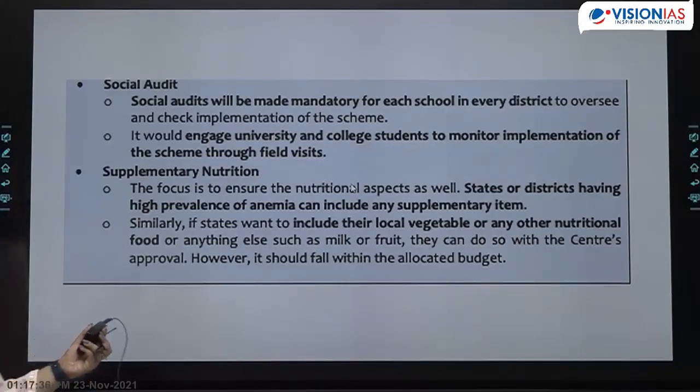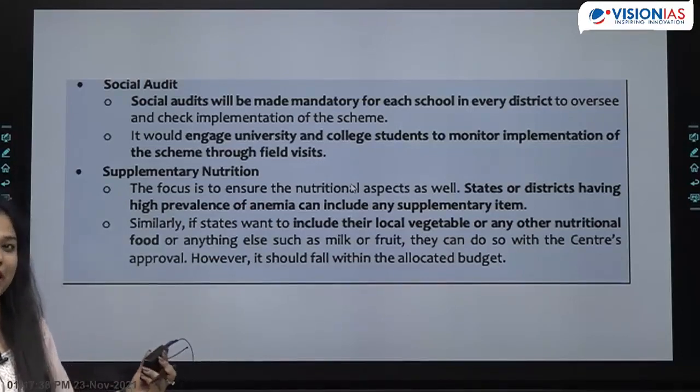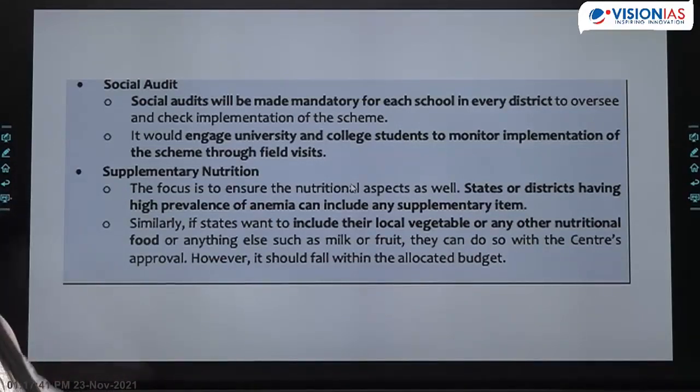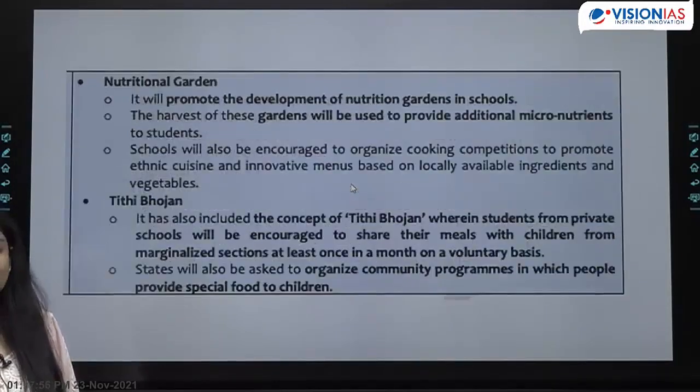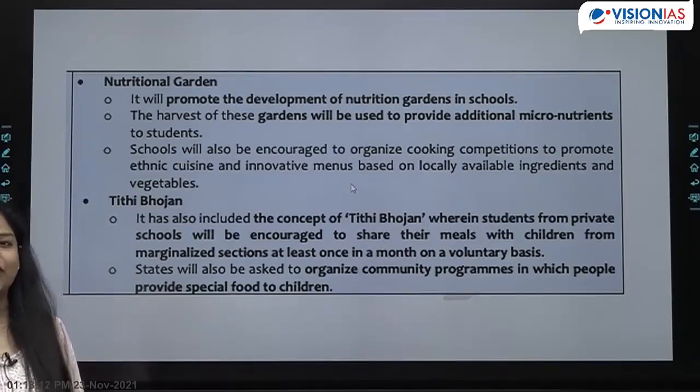Then supplementary nutrition, like in Andhra, eggs and banana twice a week. So they are saying that if it is falling within the allocated budget, then the state has the freedom to provide any supplementary nutrition, because maybe the incidence of anemia in their region is very high, or there is some local vegetable they want to provide. Then the concept of nutritional garden and Tithi Bhojan has been identified. Nutritional gardens in schools promote the concept and provide additional micronutrients, and the other concept is Tithi Bhojan, the same concept that we talked about in the Gujarat context. Is that very clear? ठीक है.